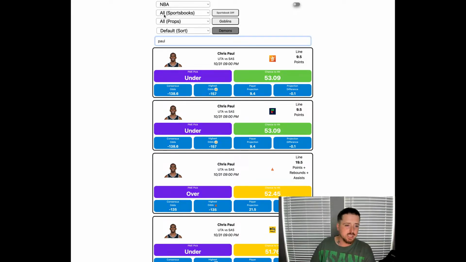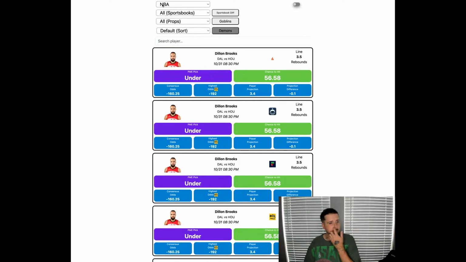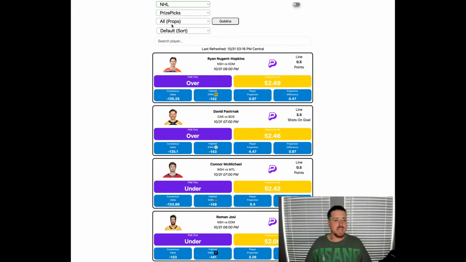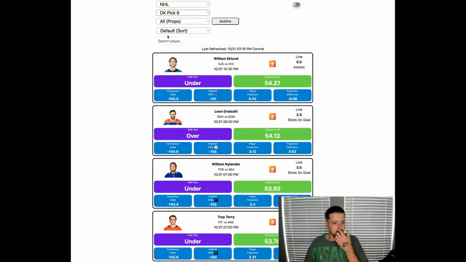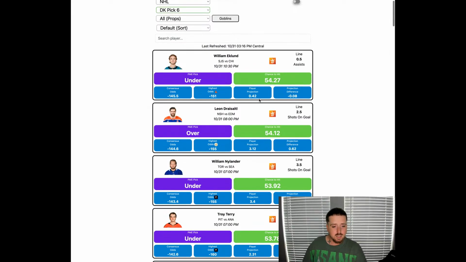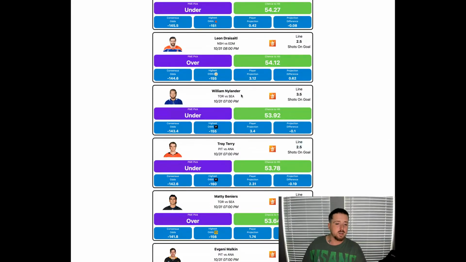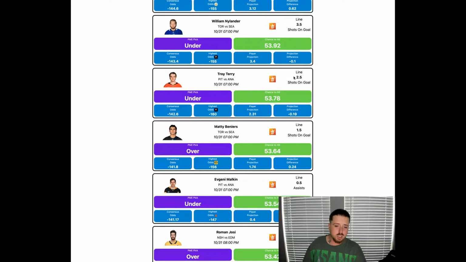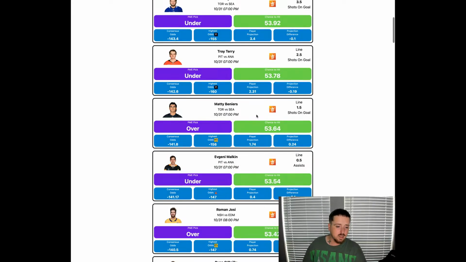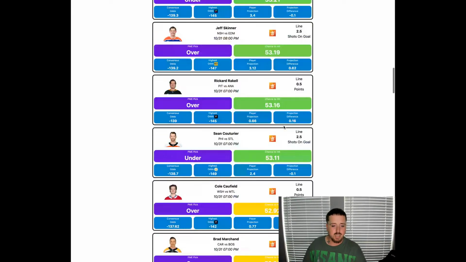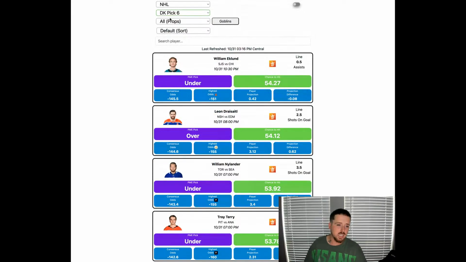NHL for DraftKings Pick 6. Let's do it. So for NHL on DraftKings Pick 6, we have William Eklund, under 0.5 assists at 54% chance to hit. Solid play there. Leon Draisaitl, over 2.5 shots on goal at 54%. William Nylander, under 3.5 shots on goal at 53.92. Troy Terry, under 2.5 shots on goal at 53.78. Matty Beniers, over 1.5 shots on goal at 53.64. I mean, look at all that green. There's a lot of green on DraftKings Pick 6. If you're going to play NHL, DraftKings Pick 6 definitely has some options for you.